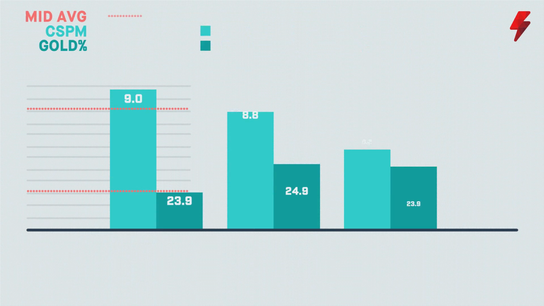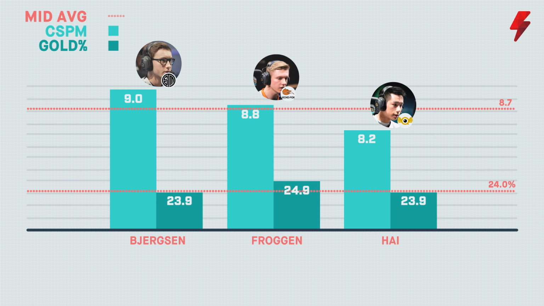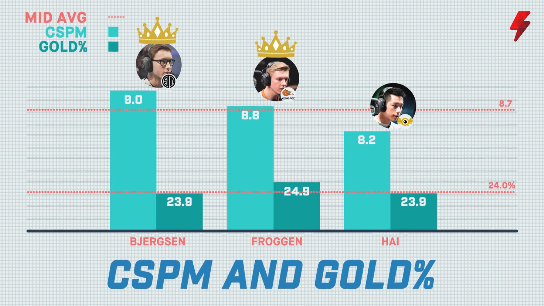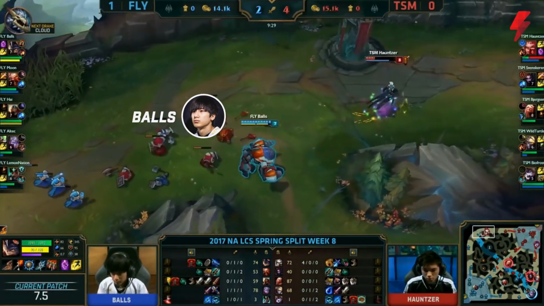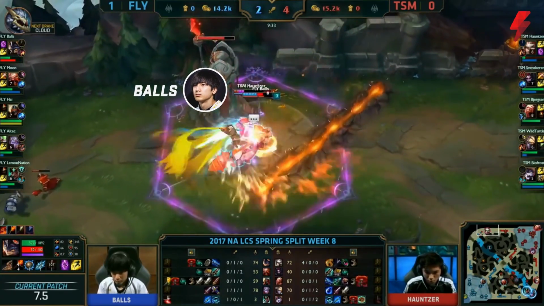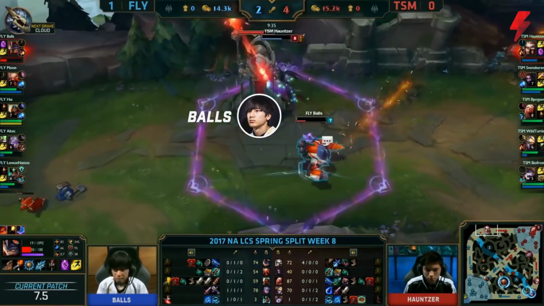Here, we again see Hai trailing the others, picking up far less farm than Froggen or Bjergsen. Froggen has a larger gold share than Bjergsen, and Hai has the same gold share despite a much lower CSPM. That suggests either that they're both out-earning their teammates in kill gold, or that their teammates are worse than Bjergsen's at farming. Hai leads FlyQuest in both kills and farm, so while we can't necessarily praise him because his numbers are still lower than average, we can say that his teammates are letting him down in the side lanes.